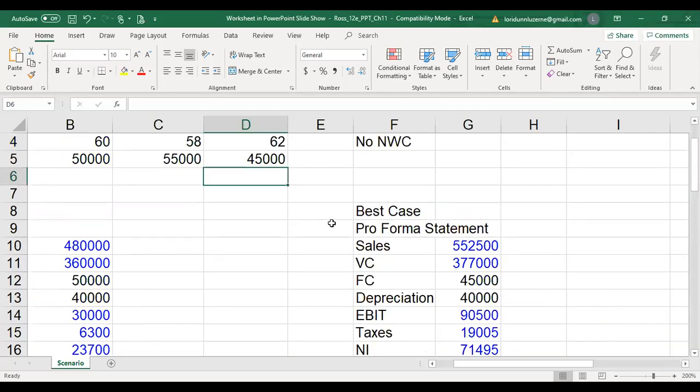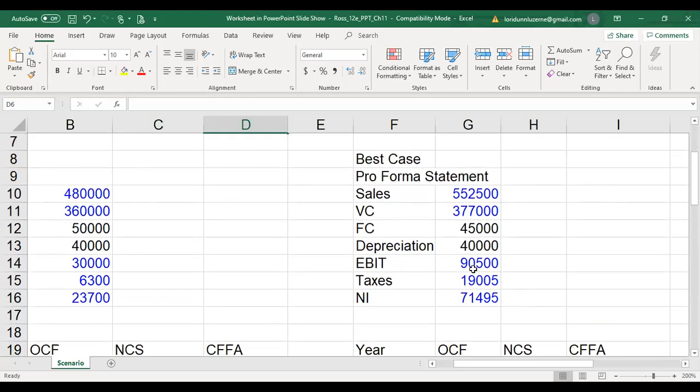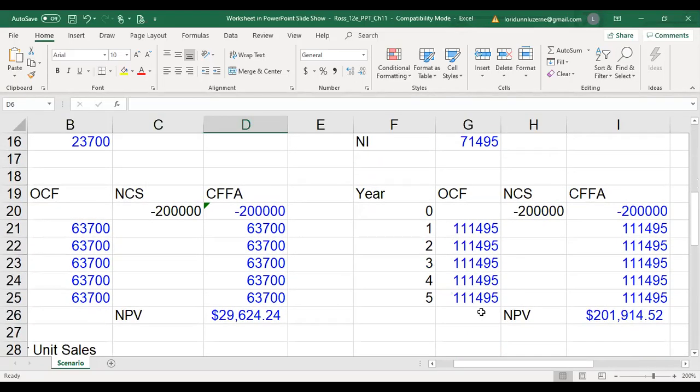Okay, getting back. So our best case then would be, again, our upper limit 6,500 times 85. 6,500 by 62 would be the first variable cost. Fixed cost would be 45,000. Depreciation is 40, giving us earnings before income tax of 90,500. Then subtract your taxes, 21% of 90,500 to give us net income. Net income plus depreciation would give us our cash flow. Take a look at that net present value. Best case scenario, 201,915.